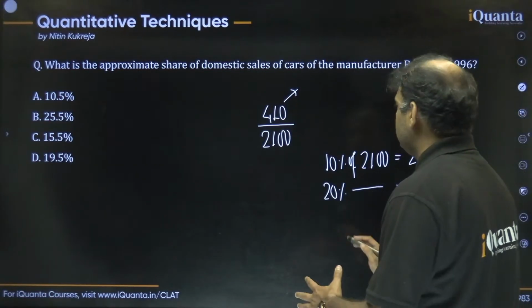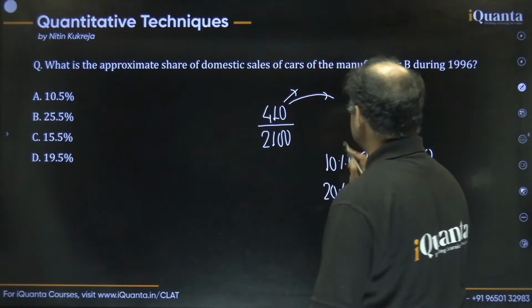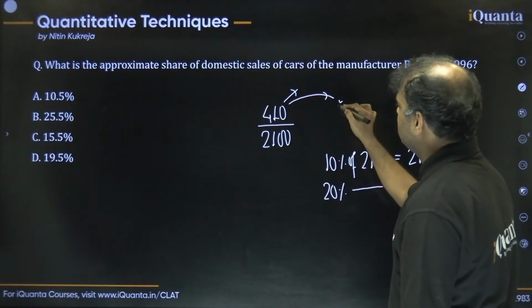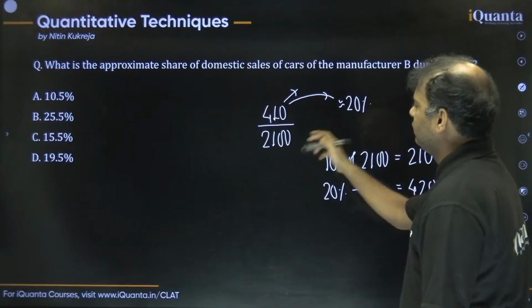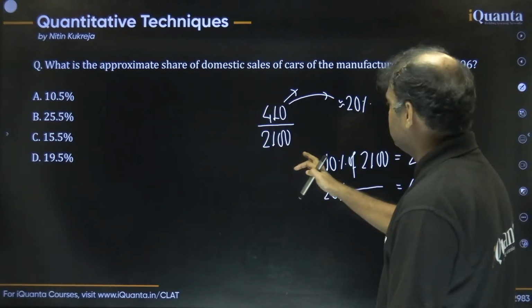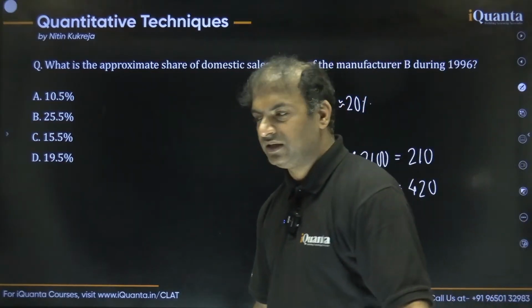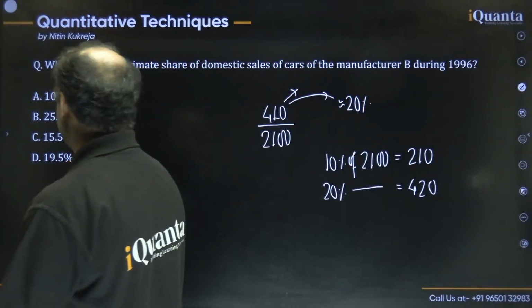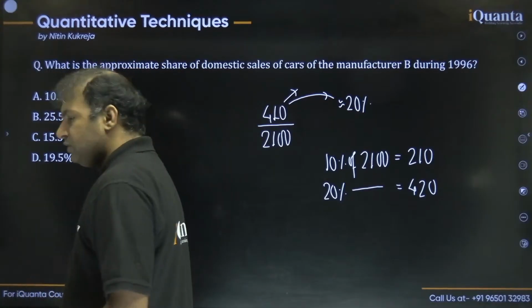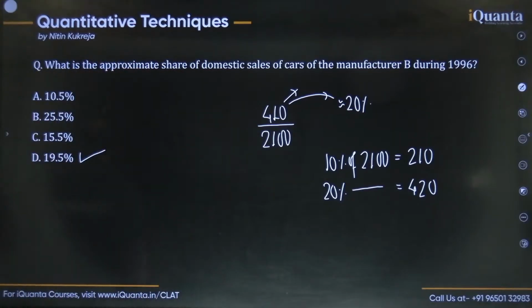That means we can say 410 is slightly less than 20% of 2100. We can just say that. Or you can say it's approximately 20% or slightly less than 20%. So the best option among them will be option number D. We do not need to calculate much. We can do the approximation with the help of the options. Hope this is clear to everyone, guys.